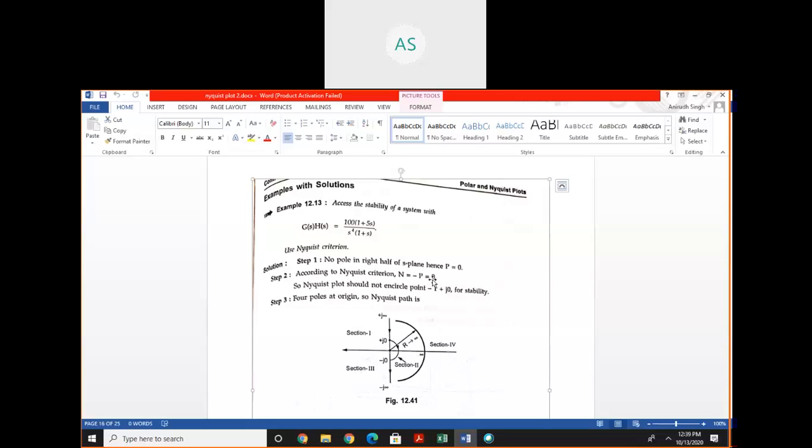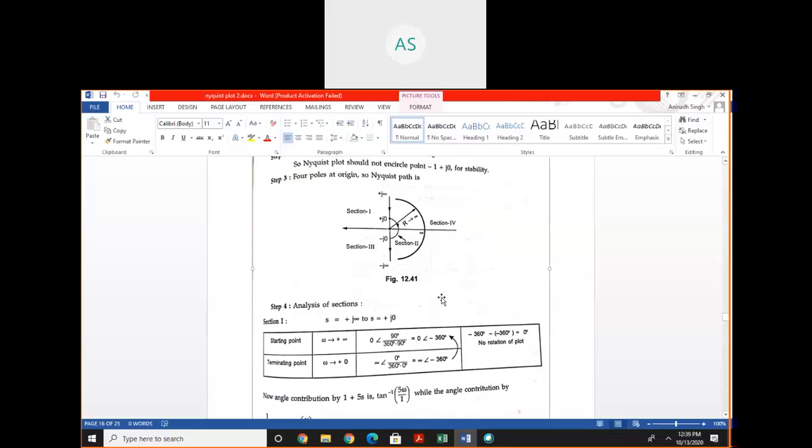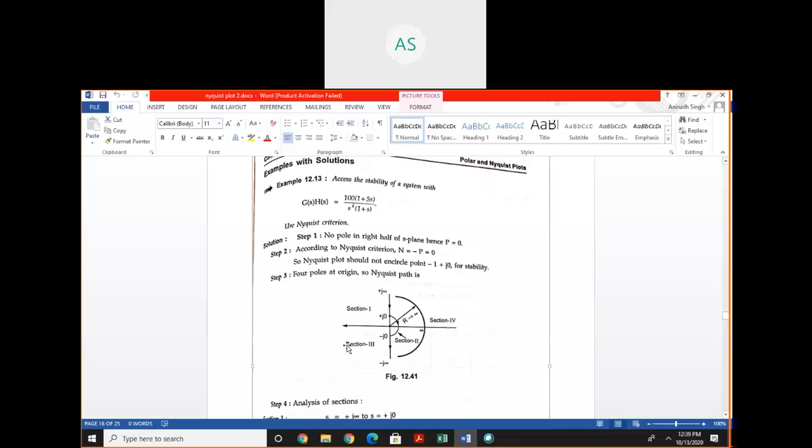Assess the stability of the system with G(s)H(s) equal to 10(1 plus 5s) divided by s to the power 4 (1 plus s). Use the Nyquist criterion. In this case, there is no pole on the right hand side. It means P is 0, so N is also 0. According to the Nyquist criterion, for stability of the system there should be no encirclement of the point minus 1 plus j0.